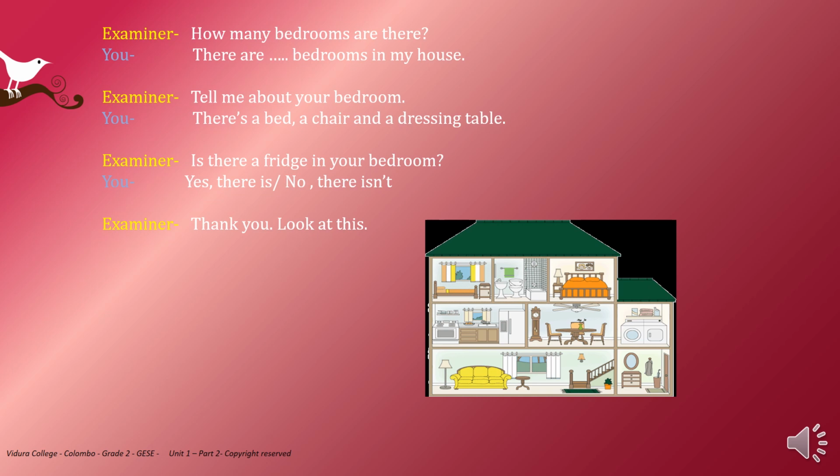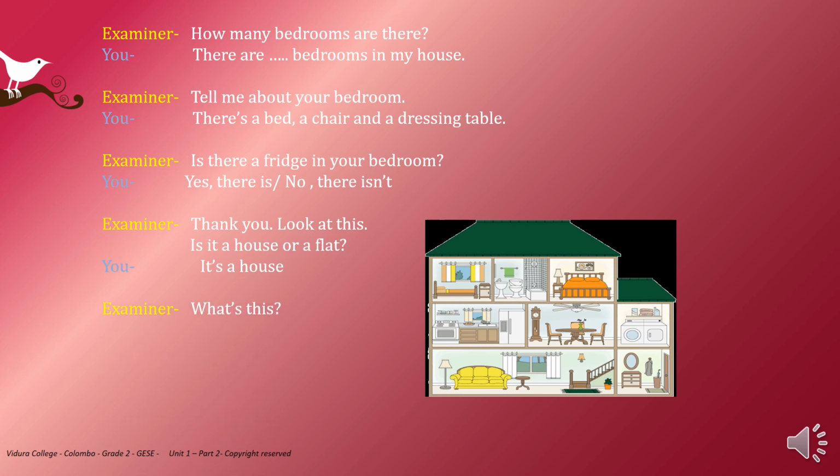Look at this. And he will show you a picture of a house with several rooms. And then he will ask you, is it a house or a flat? Then you carefully observe the picture and then give the answer. Now the picture the examiner is showing here is a picture of a house. So you can tell it's a house. If the examiner shows you a picture of a flat, then you can say it's a flat.